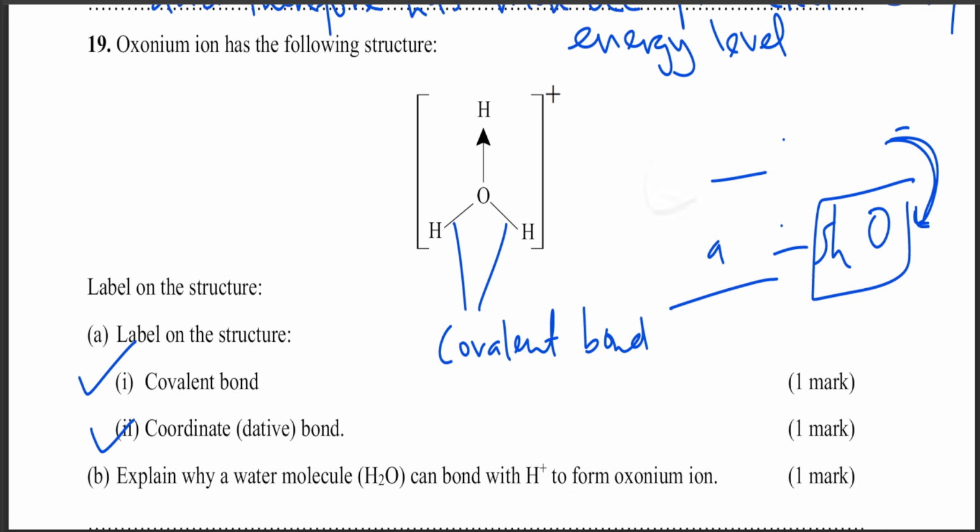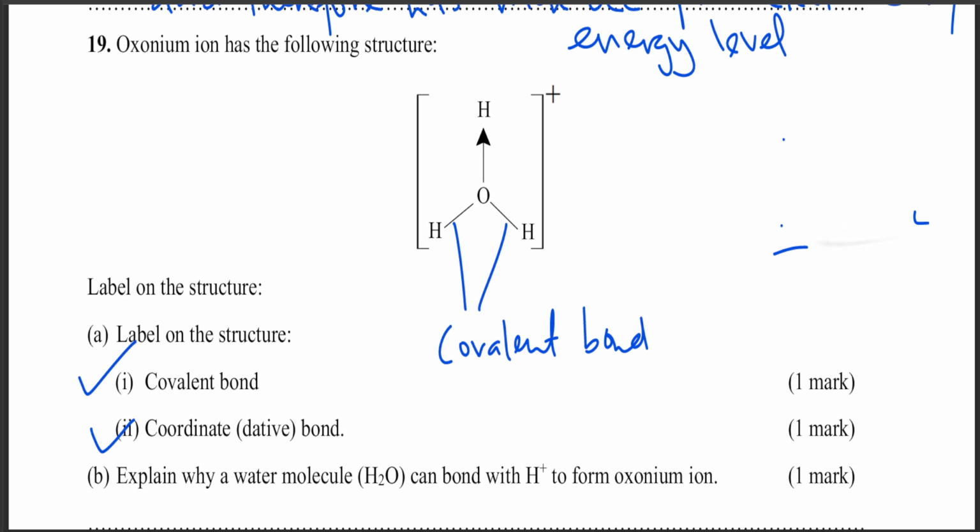So here when you see oxygen and hydrogen, this part here, when you see this part, it shows that oxygen has given electrons to hydrogen, but they're sharing those electrons. So this is a dative bond or a coordinate bond.